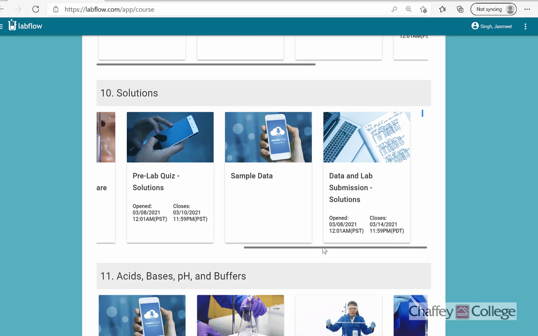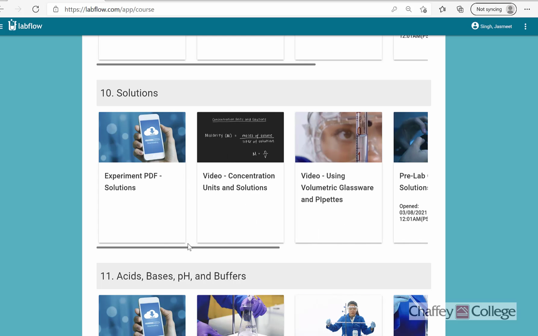All the data needed to complete this lab report is given in this sample data, and we will use this sample data to complete the lab report, which is present in this last tab. So let's first take a look at the experimental procedure.